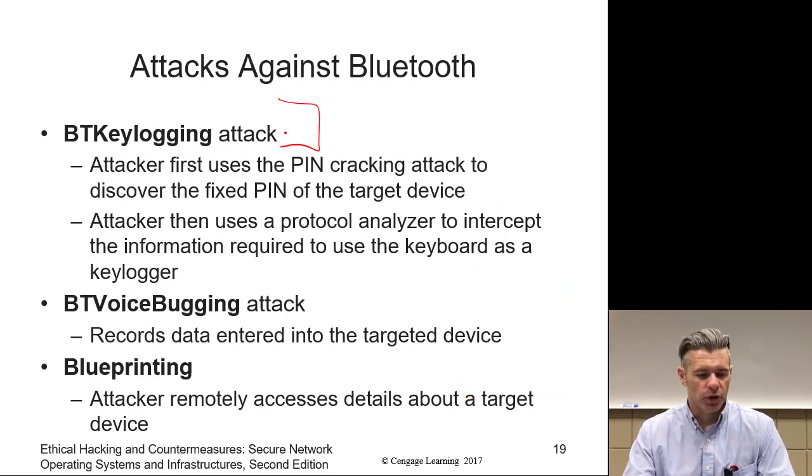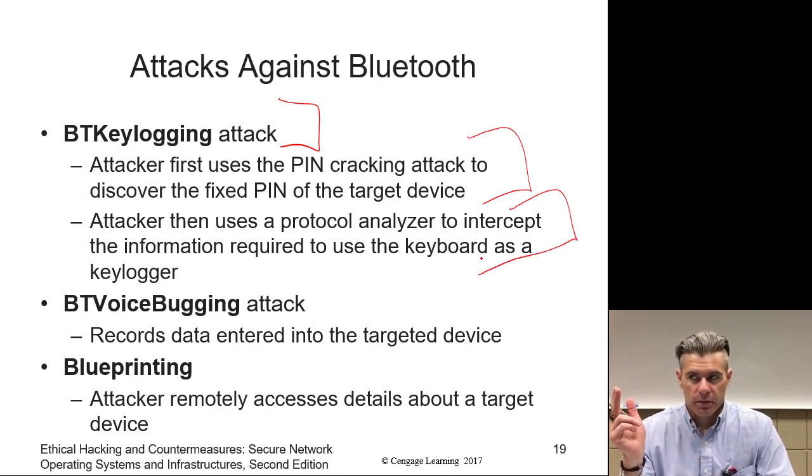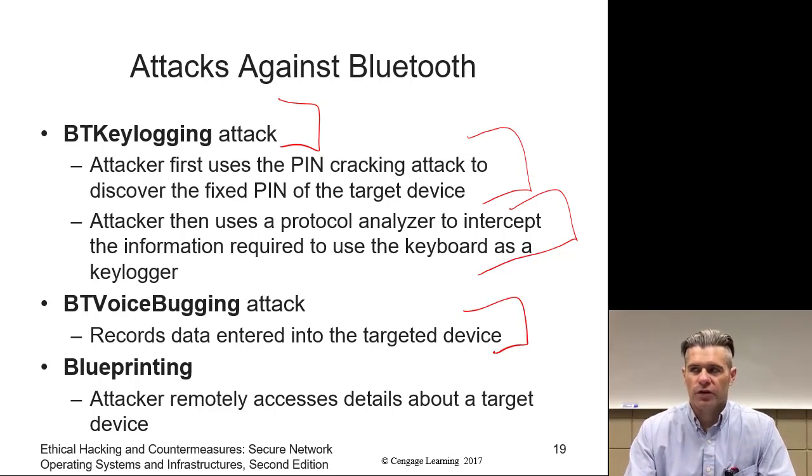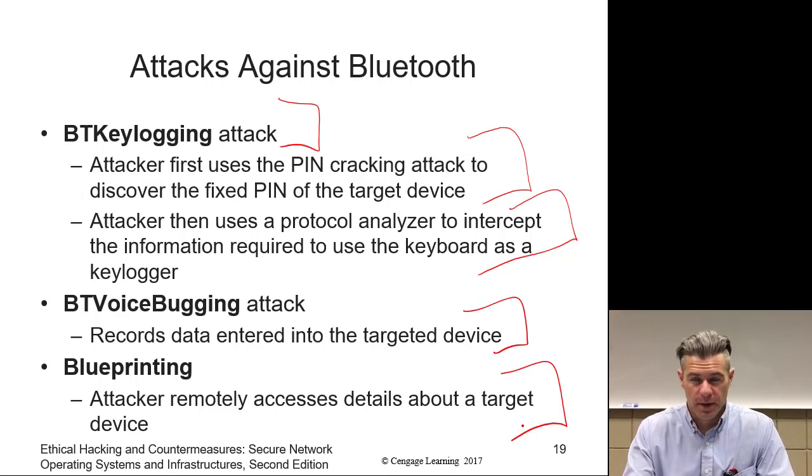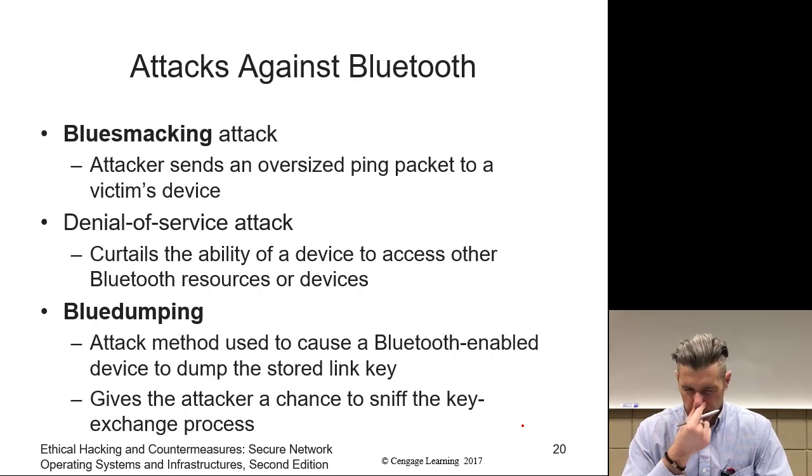Key logging is great if you can pull it off. So if you can crack the pin and then intercept all of the information between the keyboard and the Bluetooth radio that it's talking to, you can essentially log all of the keystrokes, which is not good. Recording voice is another thing that happens, since a lot of people use Bluetooth headsets, and the encryption between the headset and the phone isn't that great. And then blueprinting lets you do the same type of thing you would do with Nmap to fingerprint an operating system, but instead fingerprinting the device that you're talking to.